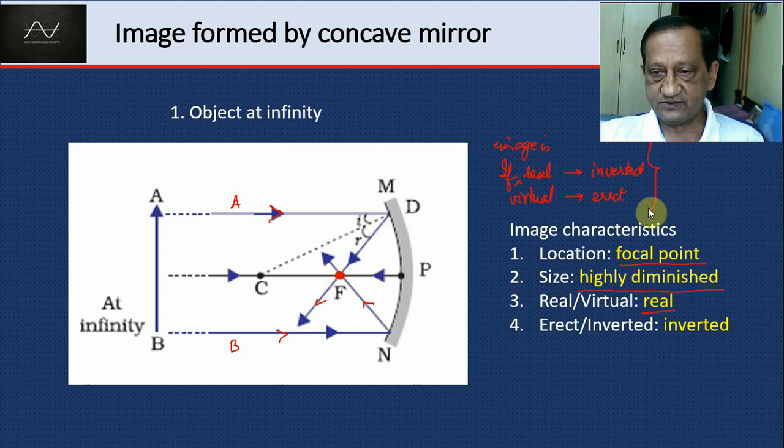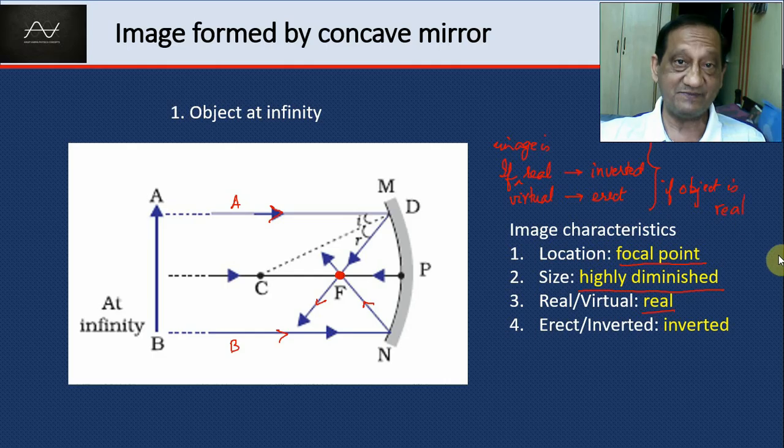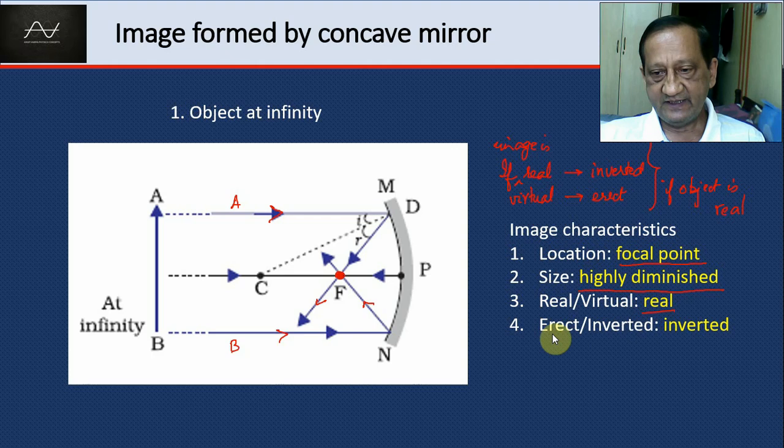Now, all this holds if the object is real. If the object itself is virtual, then other things may happen. We are only considering real objects, that is, from where the incident rays actually diverge. That's a real object. So the location, size, whether erect or inverted, and whether real or virtual. These are the four parameters that we are discussing about an image.